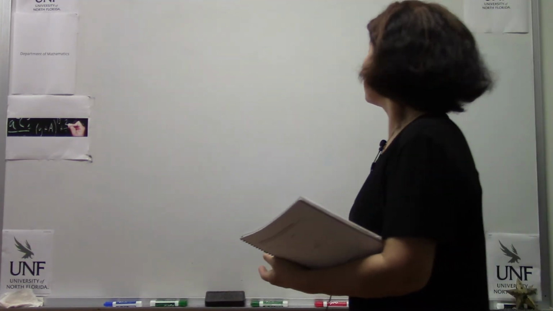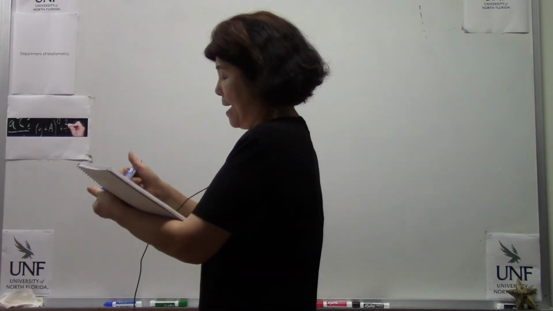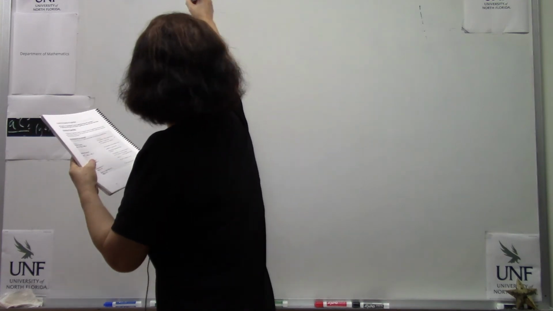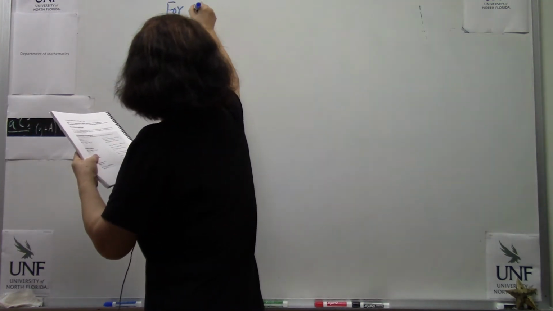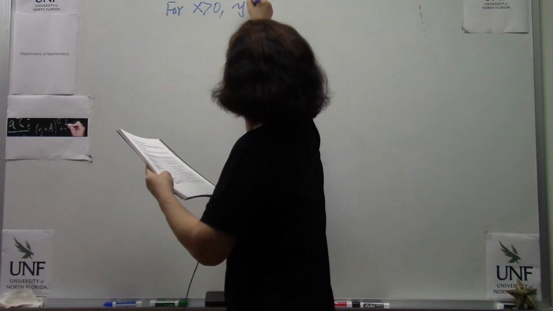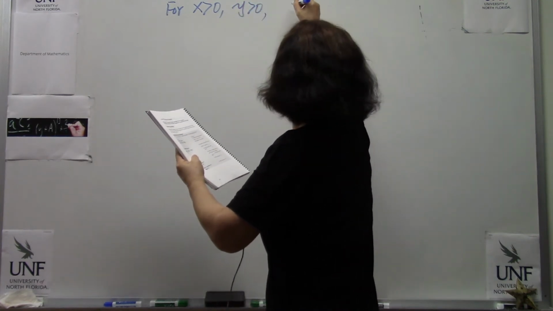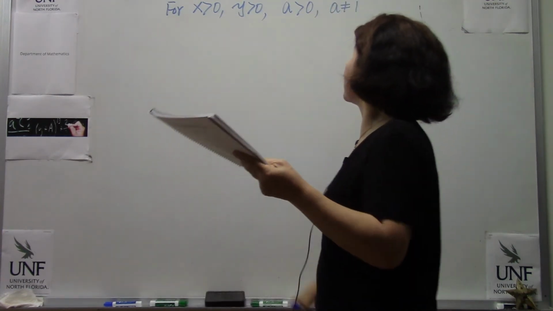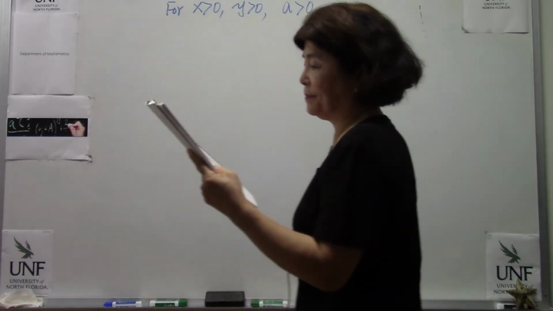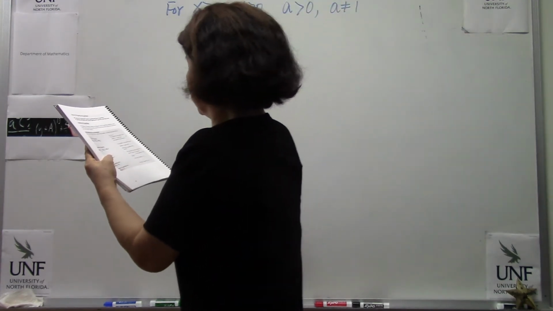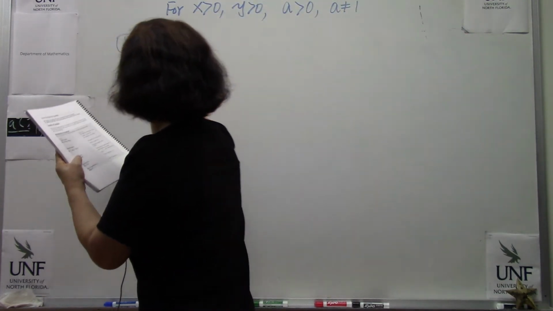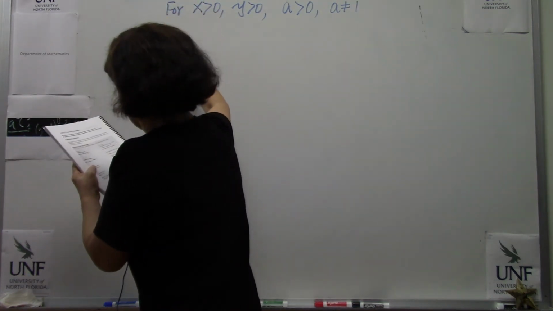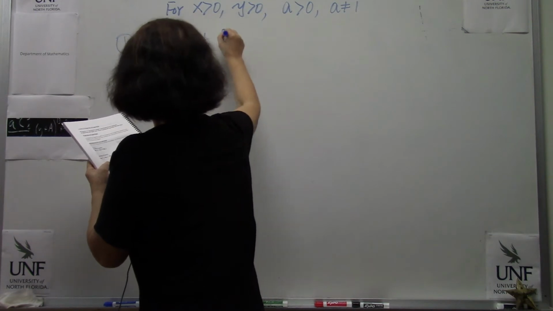Well, what kind of properties does a logarithm have? So here we go. Here, x is positive, y is positive, and a is greater than 0, but a is not equal to 1. And the first property, I'm going to refer to this as property number 1, is the product property.